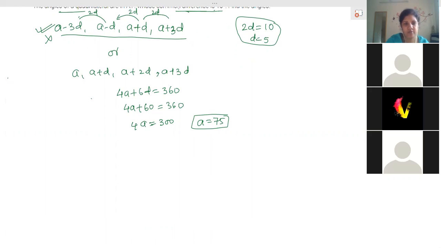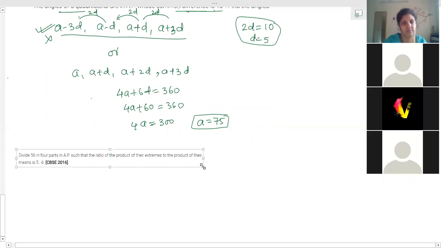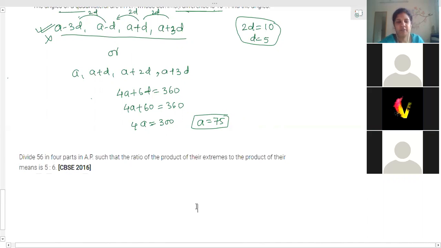One second, I will solve it. Divide 56 in 4 parts. The meaning of this is the sum of those 4 parts is equal to 56. So what are the 4 parts? A minus 3D, A minus D, A plus D, and A plus 3D. The sum of all these is 56. That means 4A is equal to 56, A is equal to 14.